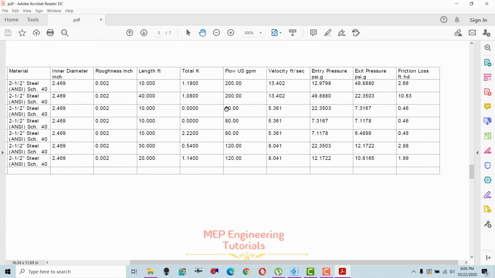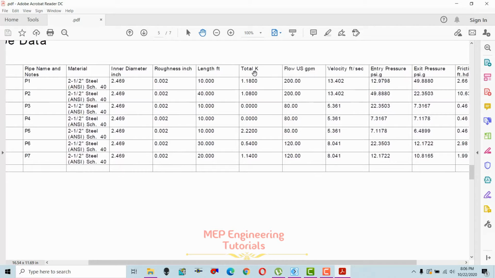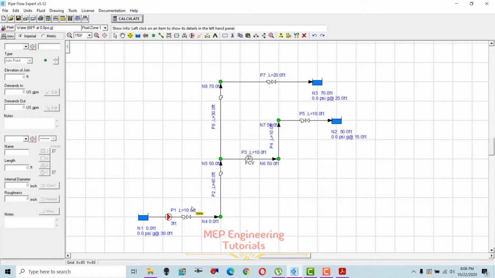So whatever the fittings you have used in your pipe segments, its K value, loss coefficients are shown in here. The best thing about this software is you can have all the fittings K values for all the materials available in here. So you can just select the material, accordingly you have to select your pipe fittings, and it will automatically take the friction loss coefficient K values.